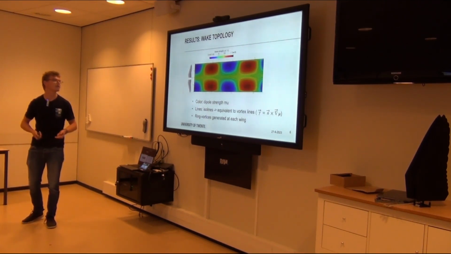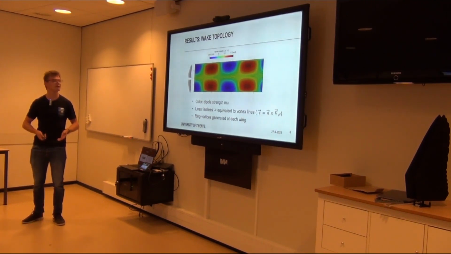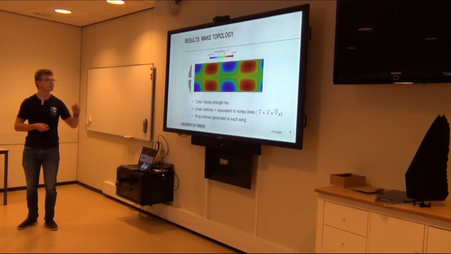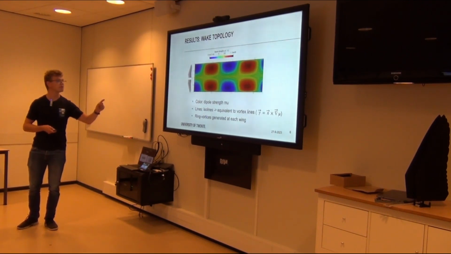So in this case, I've made a color scale where you can see the strength of this dipole sheet. The lines that you see are vortex lines. And in this particular case, you can see that ring vortices are generated at each wing. Never mind that for now.